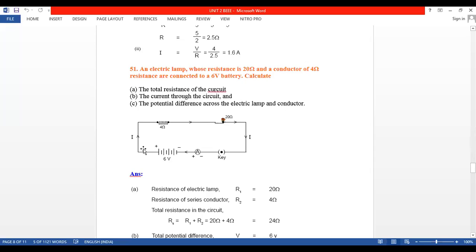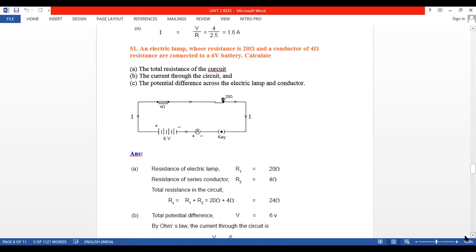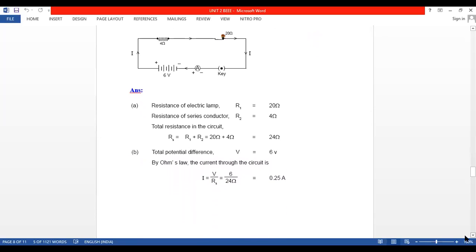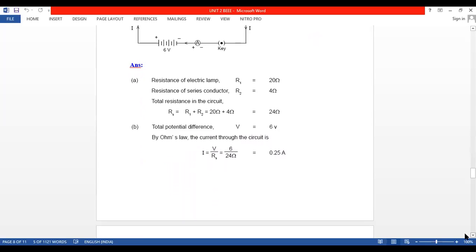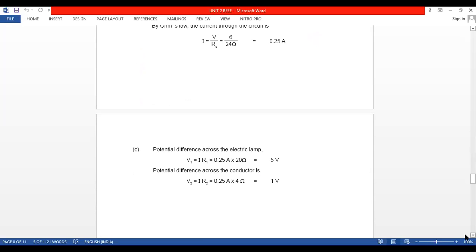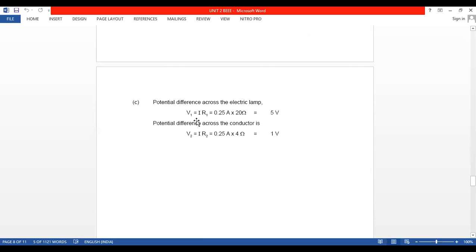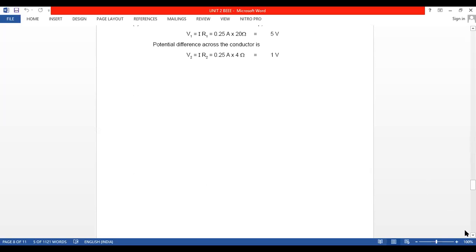Tell me, is the current dividing anywhere or is the same current flowing? Same current, not dividing. So the bulb and the resistance are connected in series. Yes or no? Therefore, what is the total resistance? 20 plus 4 is nothing but 24. Total resistance is 24. And what is the current? I is equal to V by R. What is the V? 6. So I is equal to 6 by 24. That's all. These problems only will be there if at all they are asking. If they are asking for voltage, you can calculate I into R1, I into R2 at the bulb and the different resistance.